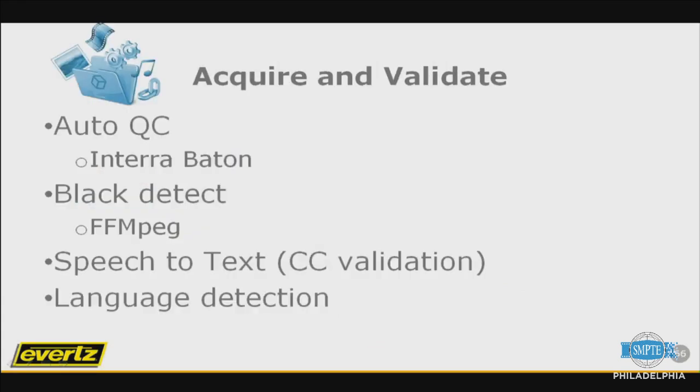So acquire and validate is usually the first part of a broadcaster's asset management system. They're going to receive content. They're going to put it through some processes, usually some software processes, so that things can quickly be analyzed. Errors can be detected that are just strictly technical to prevent problems on air. You can even go to speech-to-text and language detection if you're a multi-language facility and you want to make sure that you're broadcasting the right language on the right track.